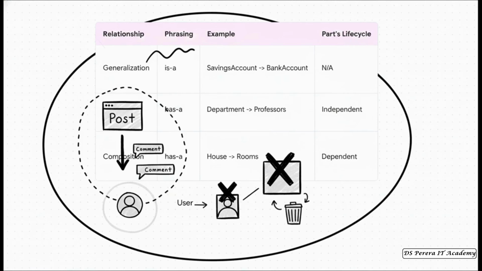And to wrap it all up, I want to leave you with a really powerful mental model. Just think about a social media post. First, let's look at the relationship between a post and its comments. In English, a post is composed of its comments. So if you delete that post, all the comments that belong to it are also deleted. That right there is composition.